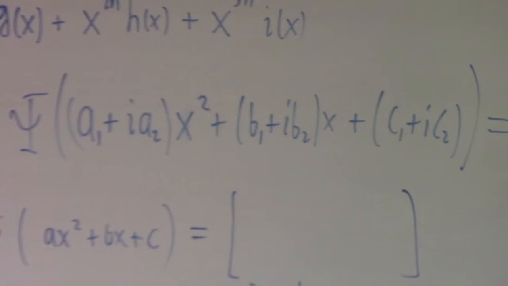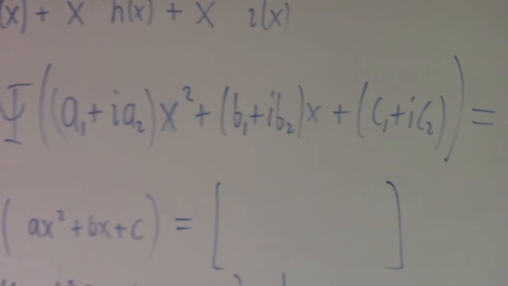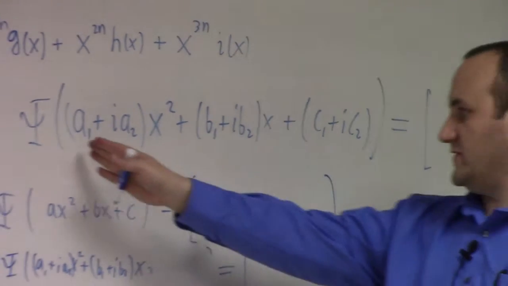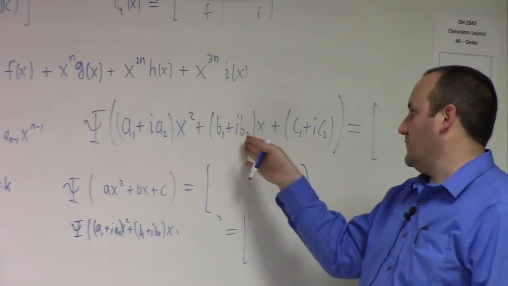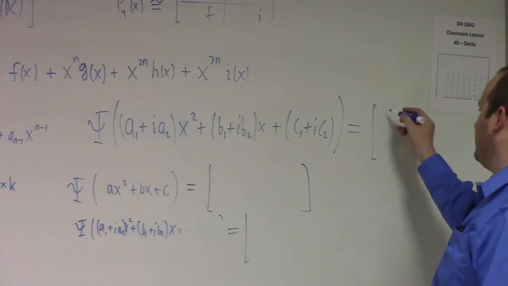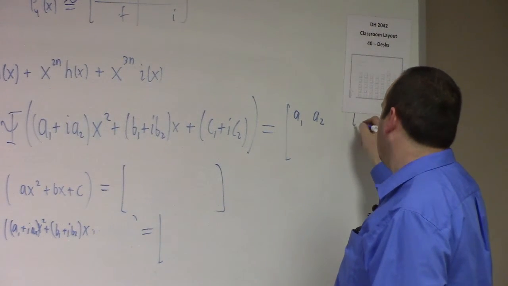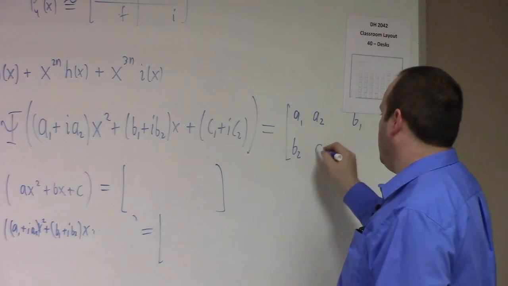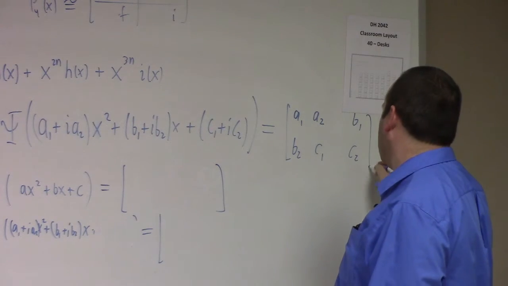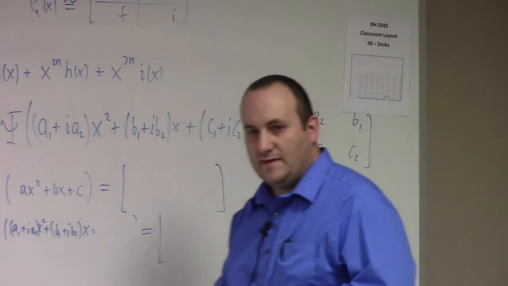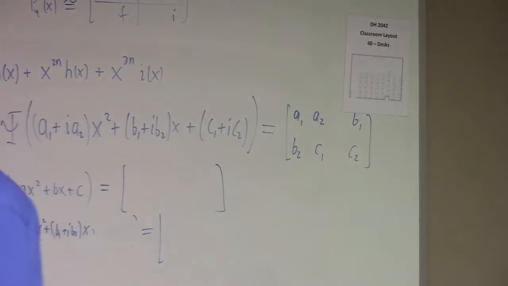Okay, so what could you use for an isomorphism here? You just map the coordinates: a1, a2, b1, b2, c1, c2. That's one of many, many choices. You could prove that that's an isomorphism, that it's invertible, that it's linear.